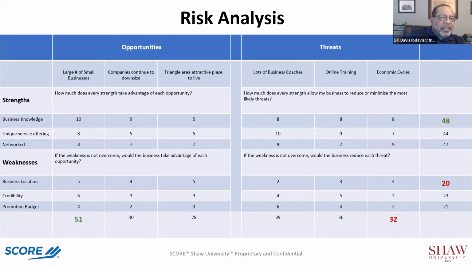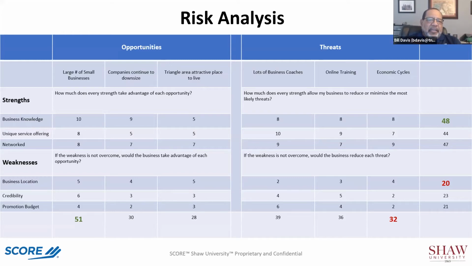So like for unique service offerings relative to the large number of small businesses, that was an 8. Relative to the companies continuing to downsize, that was a 5. Relative to triangle area, attractive place to live, I rated that a 5. And then you can go through the chart and see how that's done.